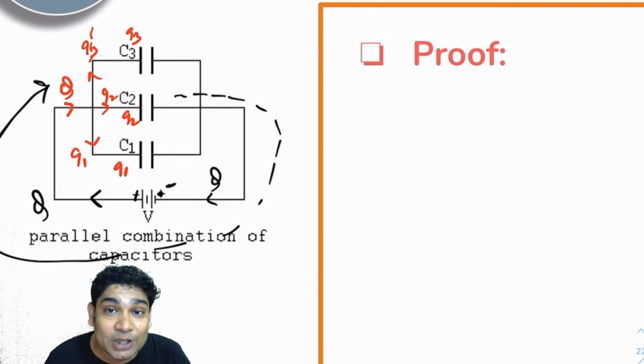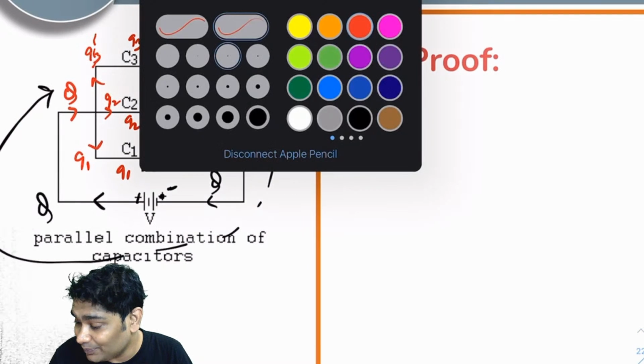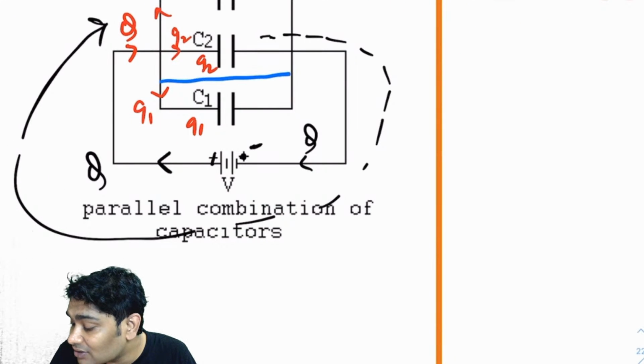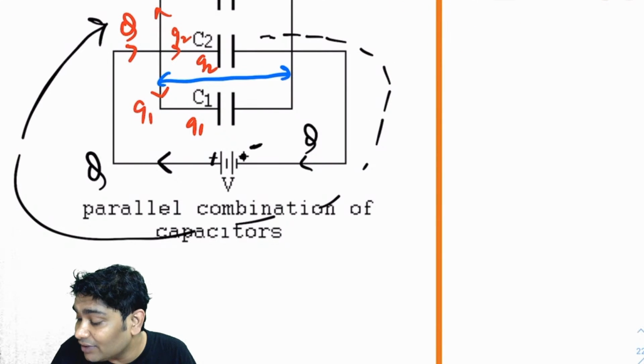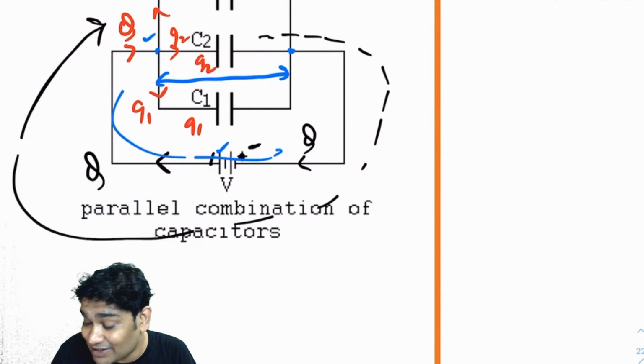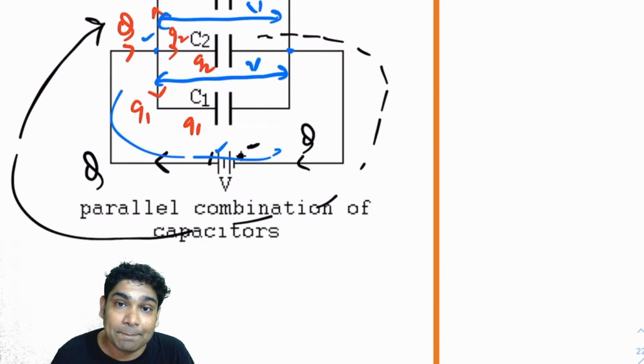Okay, so what is the potential difference across all the capacitors? So let's mark that also. It is V only. Whatever is the potential difference across this is the potential difference across this, because this plate and this plate are at the same potential. So across all the capacitors, your potential difference is V only.